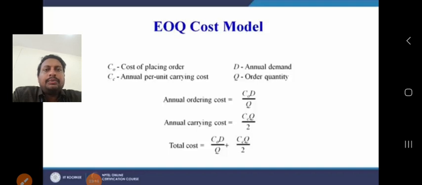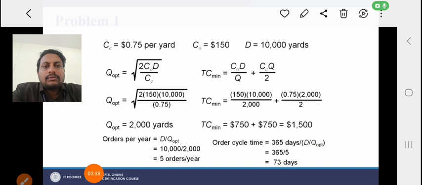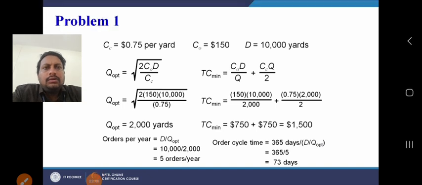So we will solve problems based on the EOQ. EOQ means how many times we are going to place the order, how much quantity we place, and when we place the order. We need to solve problems on EOQ models. Now we'll solve problems based on the EOQ model.